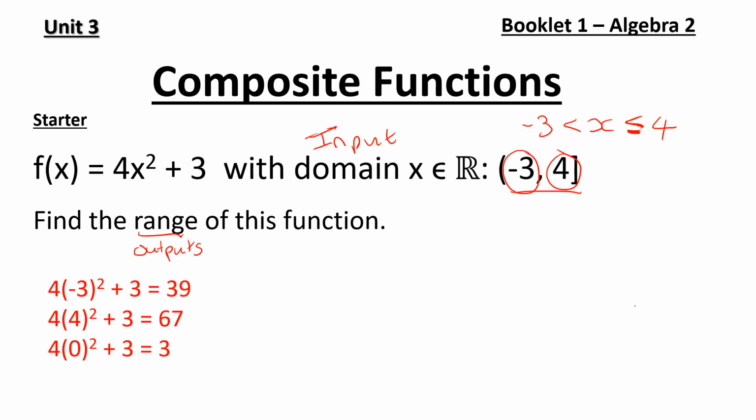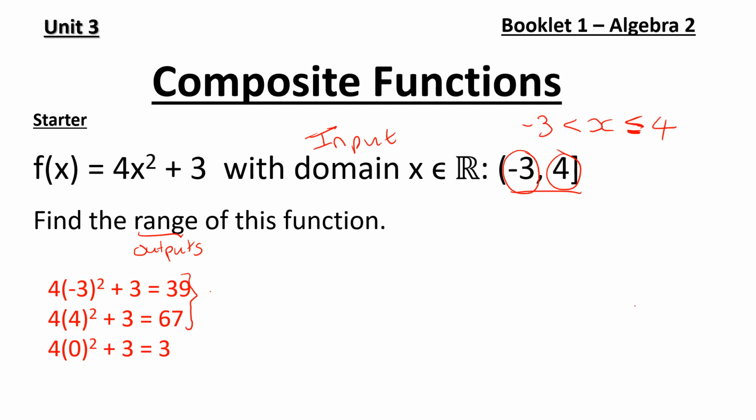I put -3 in first, square it, times by 4 and add 3. That gives me an answer of 39. And then I put the upper number, which is 4, into the function. 4 times 4 squared, add 3 is 67. Now sometimes that gives you the range straight away, but not always, so definitely do a little bit more investigating.